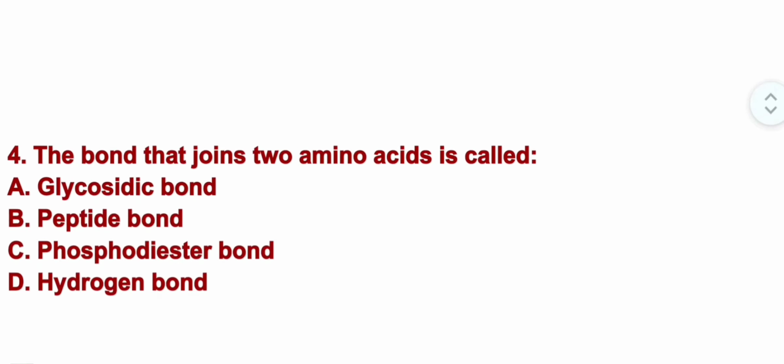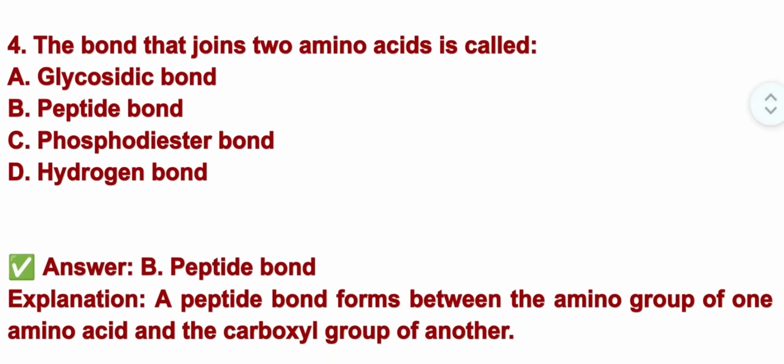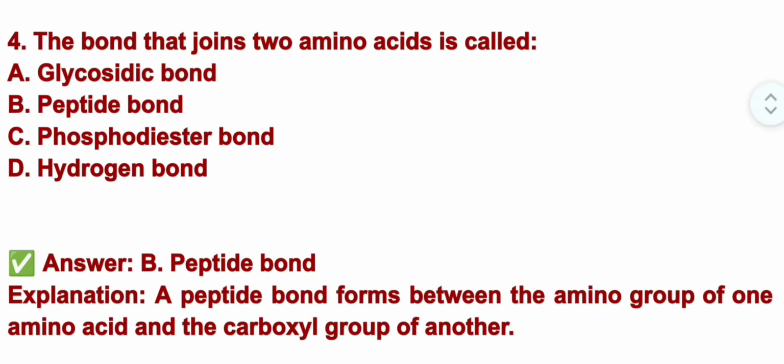Question number 4. The bond that joins two amino acids is called? The correct option is option B. Peptide bond. A peptide bond forms between the amino group of one amino acid and the carboxylic group of another one.